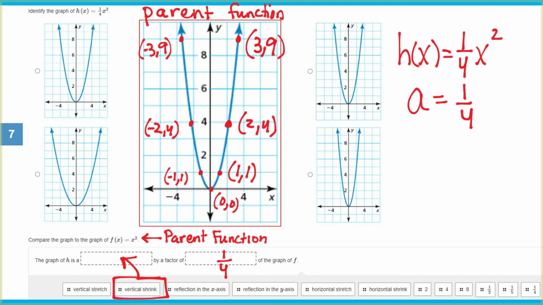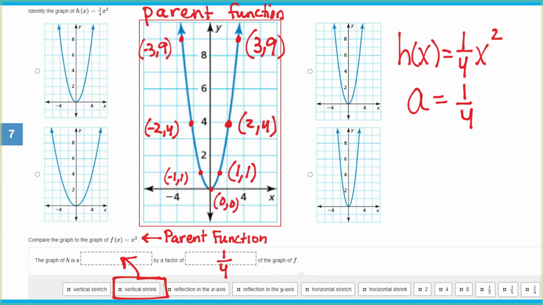So the big graph in the middle of the screen, that is the parent function. And we need to take the parent function, perform a vertical shrink of 1/4, and then choose the graph that looks like the parent function after we've performed that vertical shrink of 1/4.